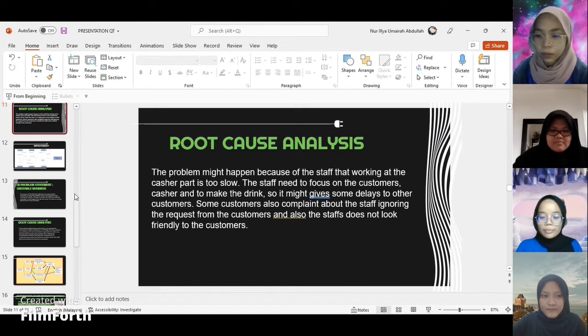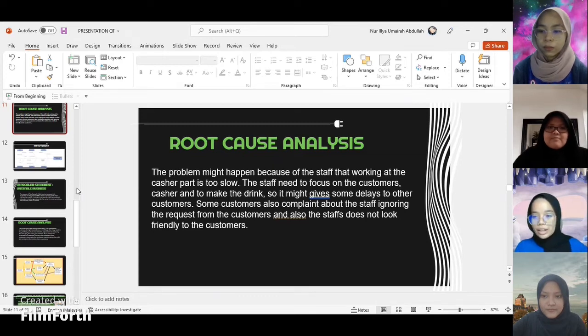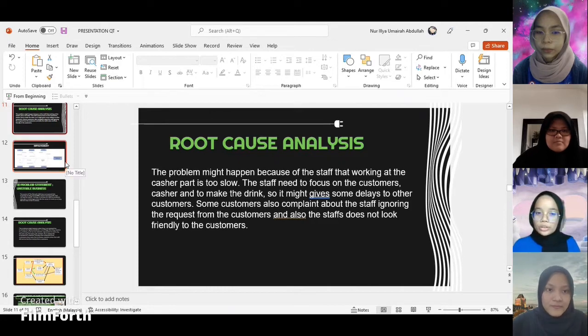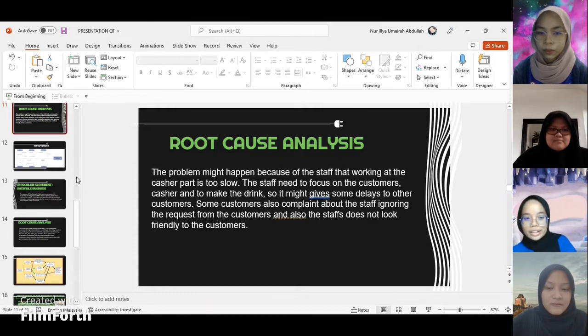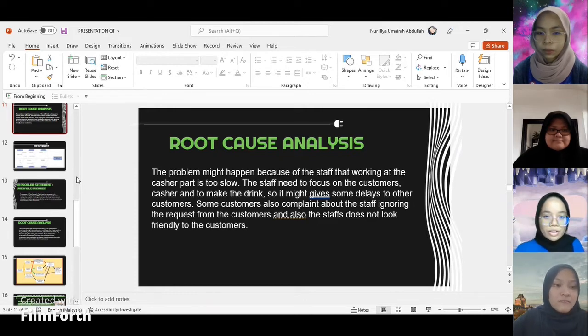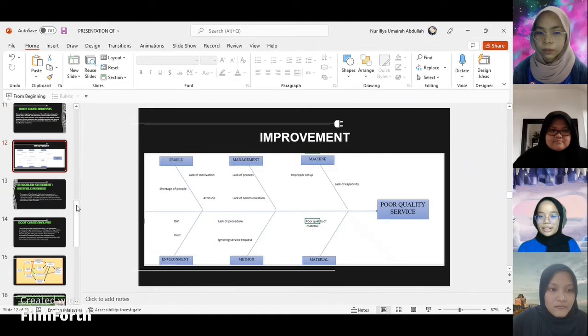The staff need to focus on customers, the cashier, and making the drinks. So it might give some delays to other customers, so the other customers will wait too long. Complaints about the staff ignoring requests from customers were also made. And also the staff does not look friendly to the customers. So I will pass to the next presenter.